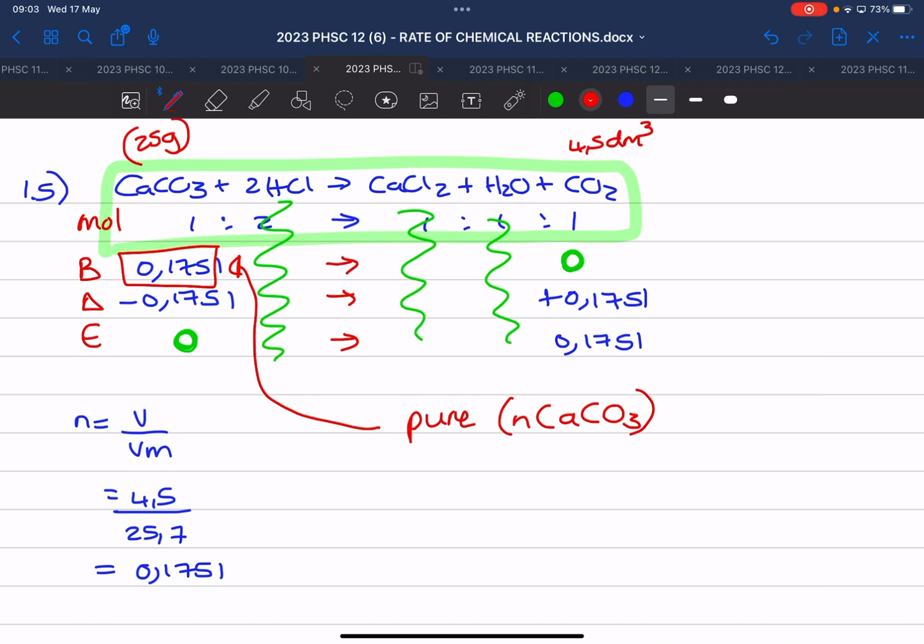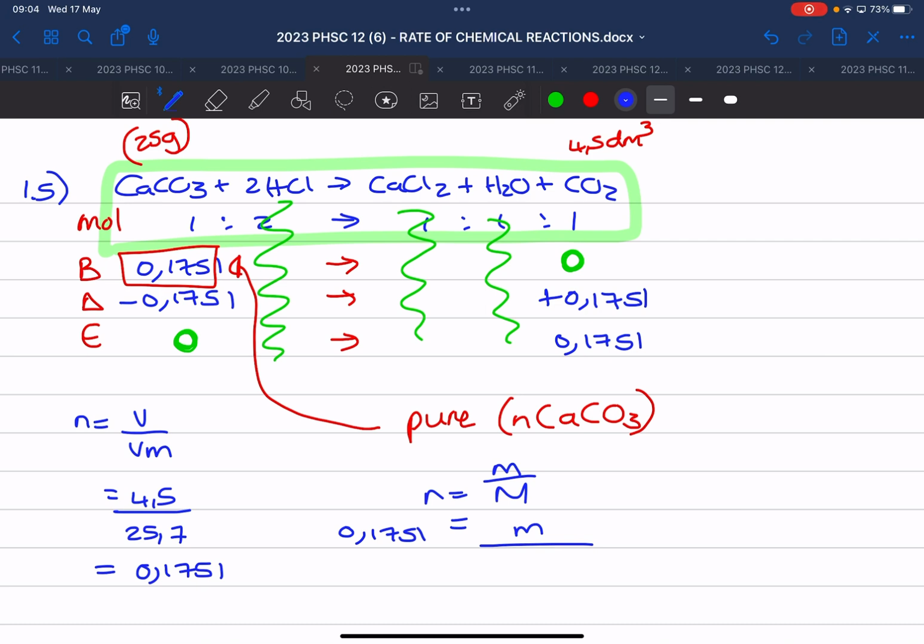What was the question again? The question is calculate the mass of the impurities. So what are we going to do next? Anyone? Yeah. So I use those moles, and then I substituted into the n equals mass over molar mass, and then I've got an answer. What is your mass that you got?